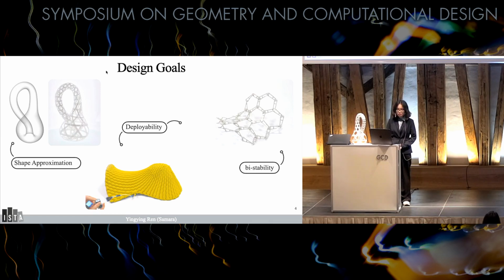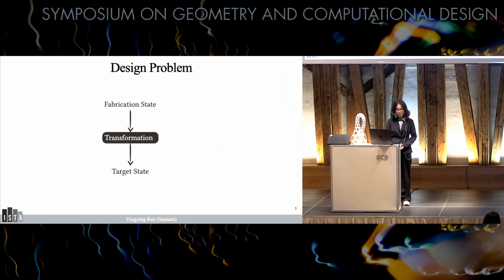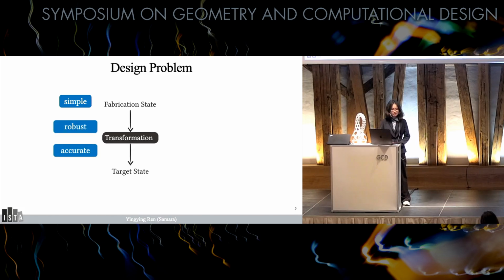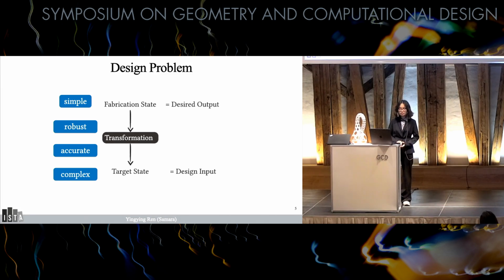Creating these shape-morphing structures that balance all of the different design goals ultimately involves solving a challenging set of inverse design problems. We want to design structures that have an easy-to-fabricate compact state and can be robustly and accurately transformed into a complex target state. The design process will then start from the target states, and we want to find and optimize the parameters of the fabrication states. This is what we call an inverse design problem.